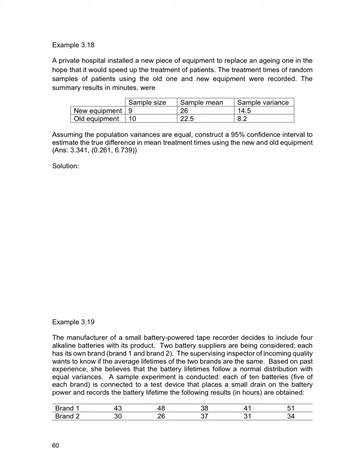Okay, let's continue into example 3.18. A private hospital installed a new piece of equipment to replace an aging one in the hope that it will speed up the treatment of patients. The treatment times of a random sample of patients using the old and new equipment were recorded. The summary results in minutes were, so we have two populations here referring to new equipment and old equipment. All these are the information regarding the two populations, new and old equipment.